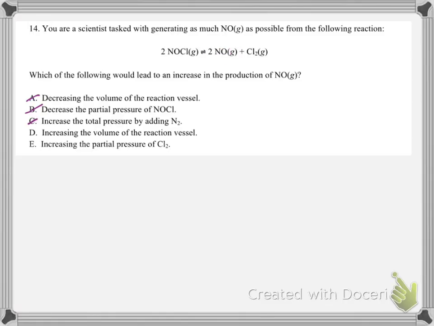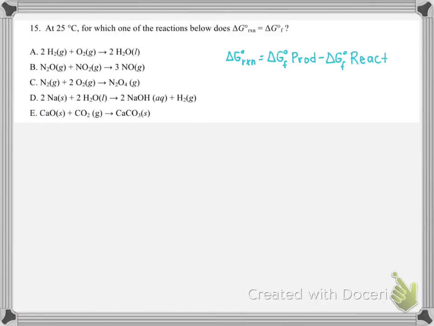Increasing the volume of the reaction vessel. Now this is kind of the opposite of choice A, and considering it's the opposite, what will it do? Well, if we increase the volume, that means that the pressure of this entire system would drop, and if the pressure of everything's dropping, this reaction's going to shift to the right to make more products, which means we will indeed get an increase in NO. So choice D, FTW.